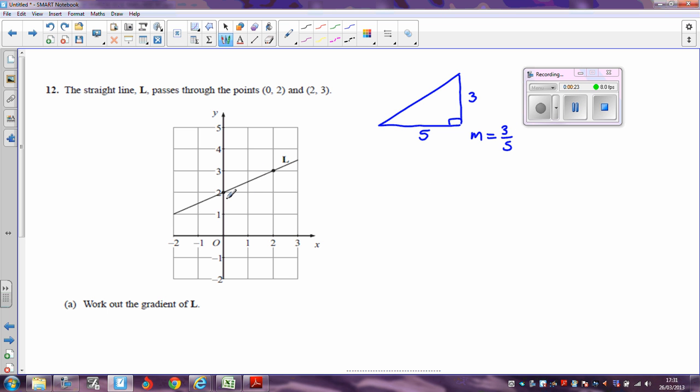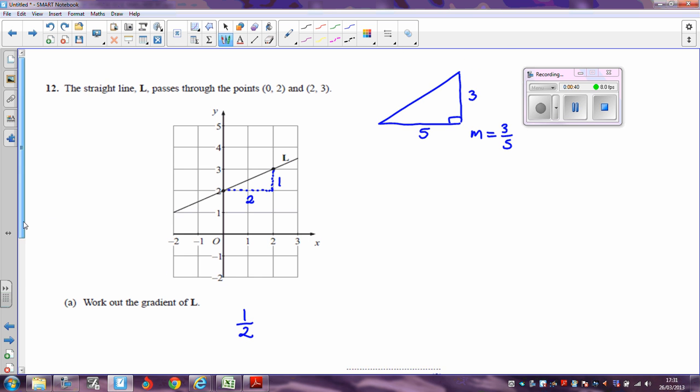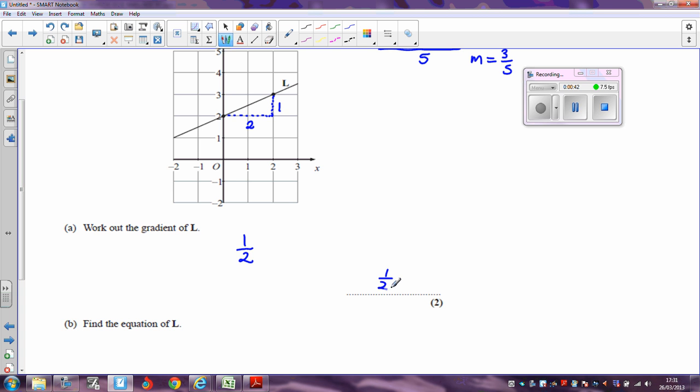We know that L passes through the points (0, 2) and (2, 3). I'm going to draw my right-angled triangle here, so I can see that that's 1 unit, that's 2 units. The gradient of L then is going to be 1 divided by 2, in other words, a half. The gradient of the line is a half.